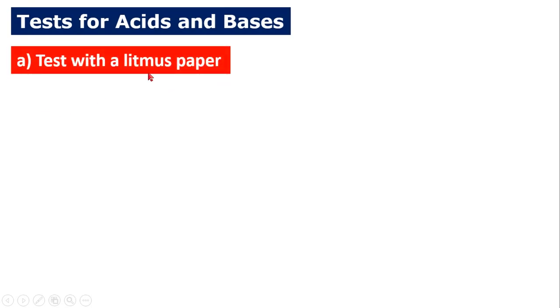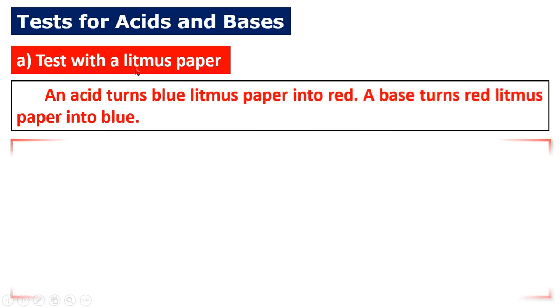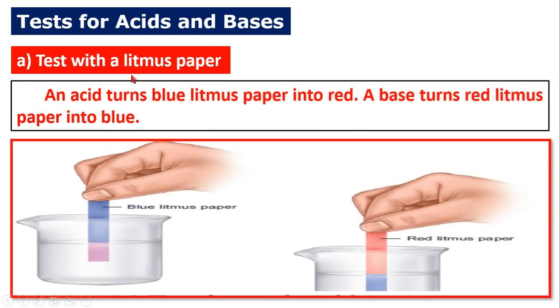Now come to the last topic, that is the test for acids and bases. The first one, A, test with litmus paper. Okay, look at the picture. This is a blue litmus paper. You dip it in an acid, it changes into red. Red litmus paper, you dip in a base, it turns blue in color. So an acid turns blue litmus paper to red. A base turns red litmus paper into blue.